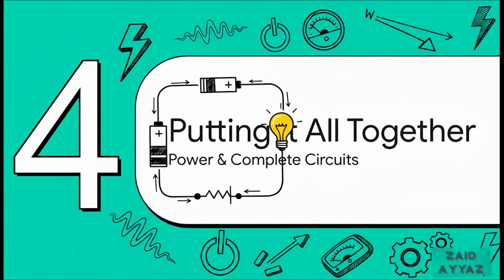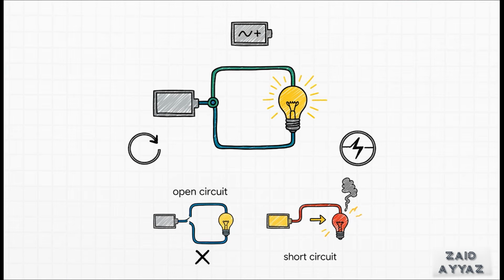All right, so we've got the players, we've got the rules of the game. Now let's put it all together and figure out what makes a circuit actually do something and how we measure the work it's doing. For any of this stuff to actually work, you need three things, no exceptions. You need a voltage source, the push, you need a complete closed loop for the current to actually flow around, and you need a load, some kind of resistance to control the flow and do something useful. Break any of those rules and you either get an open circuit where nothing happens or a short circuit where things happen that you really don't want to happen.